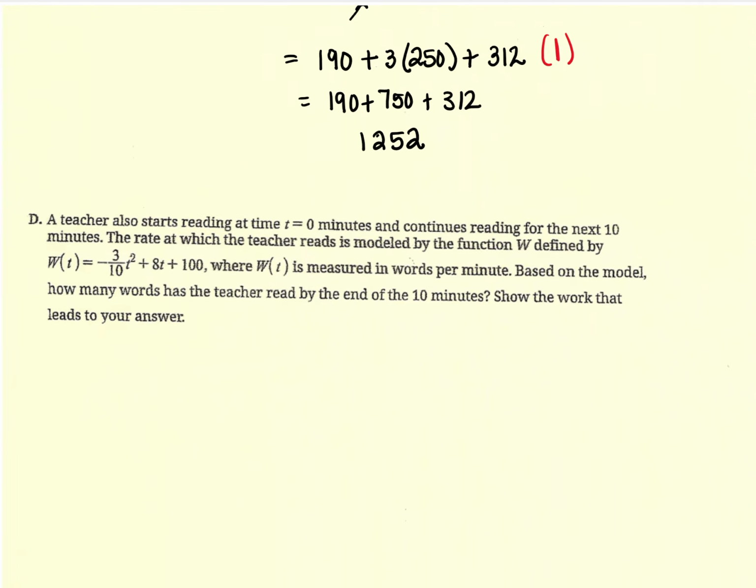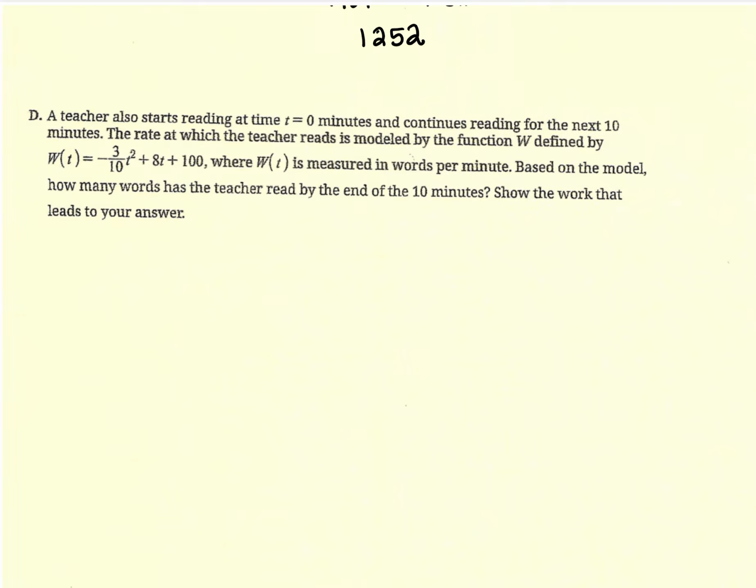All right, part D says this. A teacher also starts reading at time t equals 0 and continues to read for the next 10 minutes. The rate, which means that's a derivative, that she is reading is given by W(t) in words per minute. Based on the model, how many words has the teacher read by the end of 10 minutes? And we're going to show our work. Well, we need to integrate her rate from 0 to 10. So I'm going to integrate the rate at which she reads.